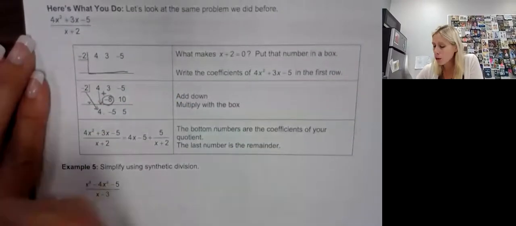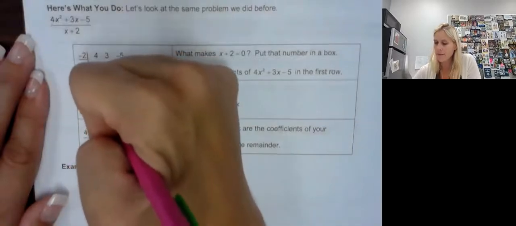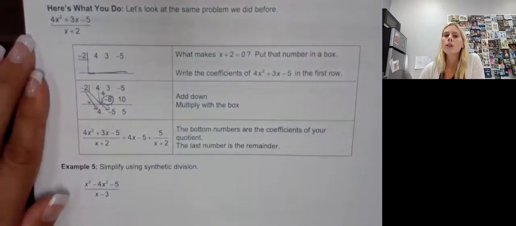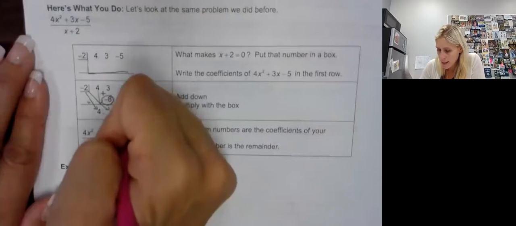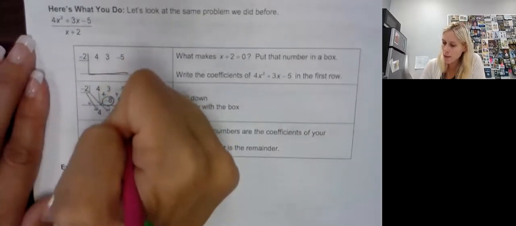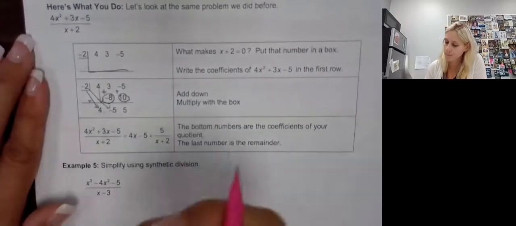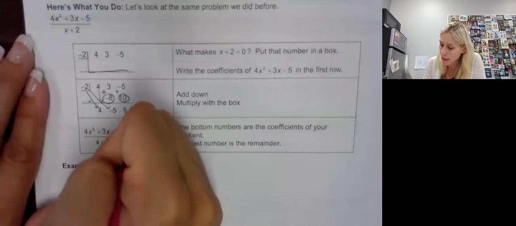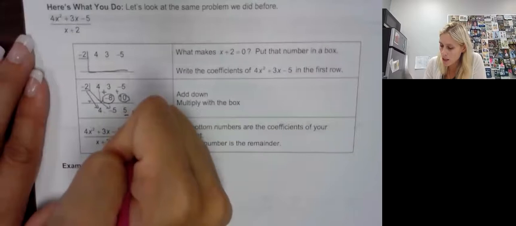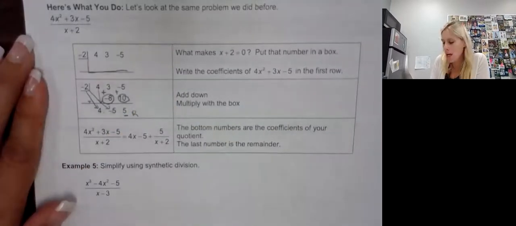And then we do that all over again. We have -2 times this -5. Well, -2 times -5 is 10. Then we add straight down. -5 plus 10 is 5. All right, so what does this mean? This last number here will be the remainder. Okay, and then work yourself back up.